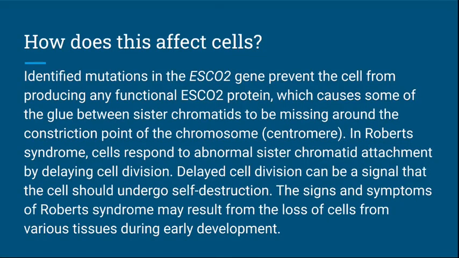How does this affect cells? Identified mutations in the SCO2 gene prevent the cell from producing any functional SCO2 protein, which causes some of the glue between sister chromatids to be missing around the constriction point of the chromosome, or the centromere. In Roberts syndrome, cells respond to abnormal sister chromatid attachment by delaying cell division. Delayed cell division can be a signal that the cell should undergo self-destruction. The signs and symptoms of Roberts syndrome may result from the loss of cells from various tissues during early development.